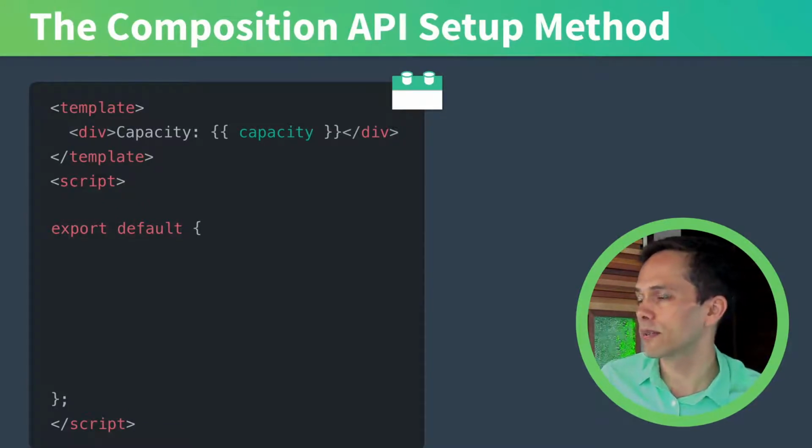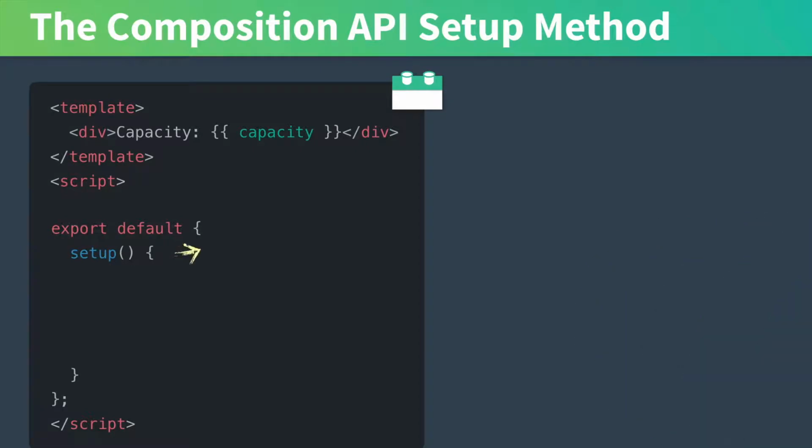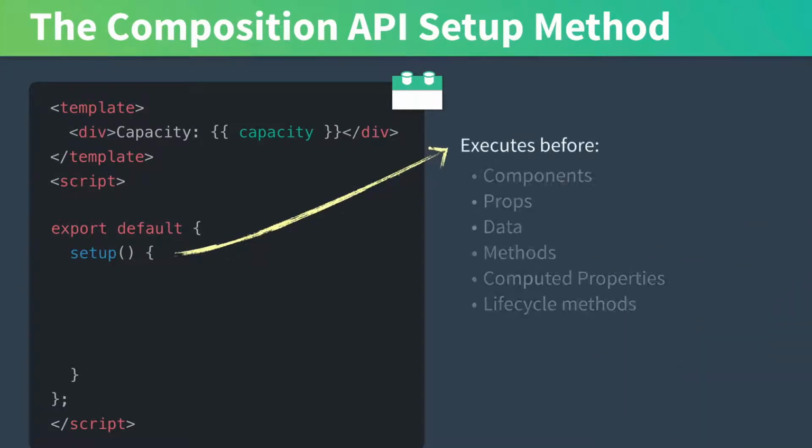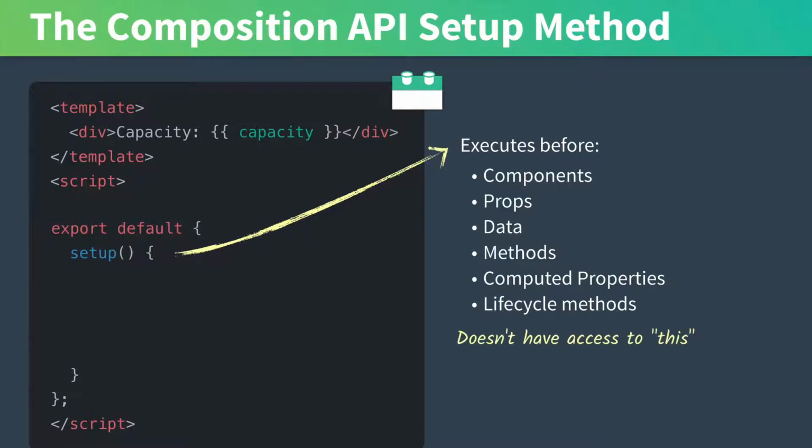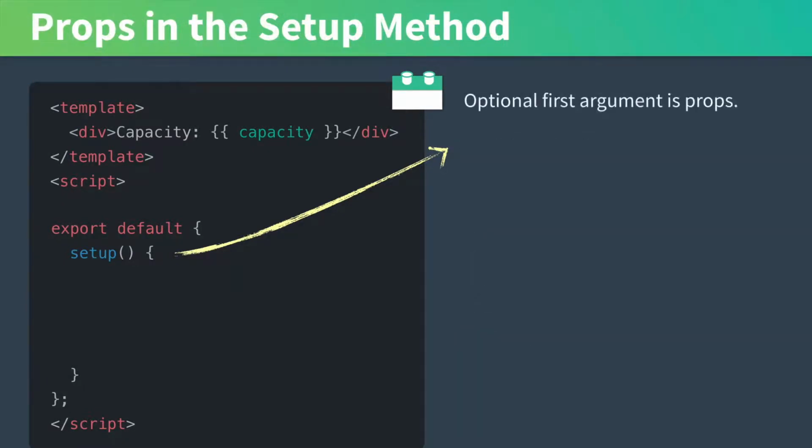Well, first we need to create that setup method. The setup method executes before components, props, data, methods, computed properties, and lifecycle methods. It also does not have access to this, so our code inside here is going to look different. The setup method also has two optional arguments. The first is props, which is reactive and can be watched.